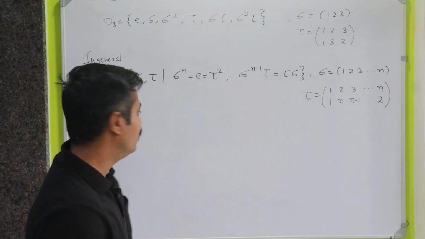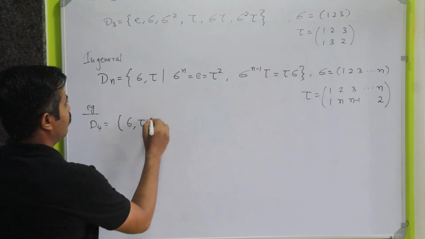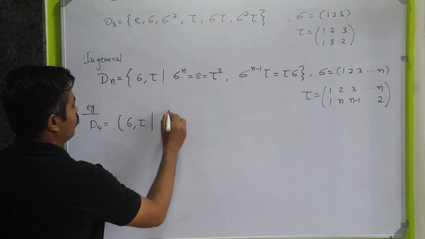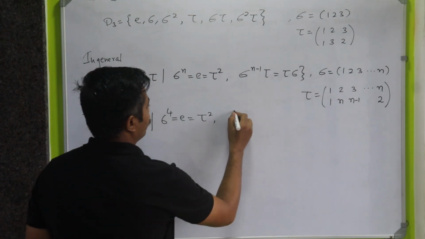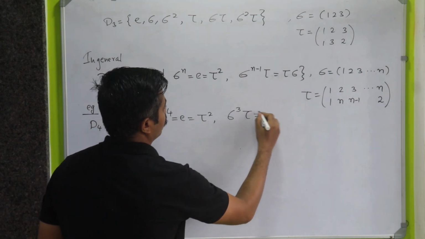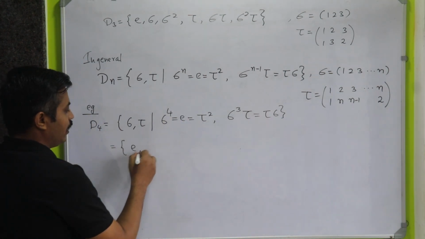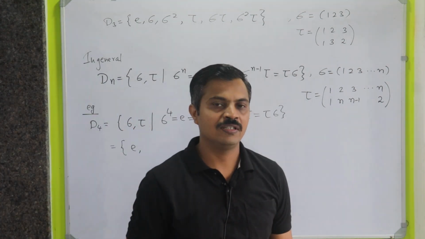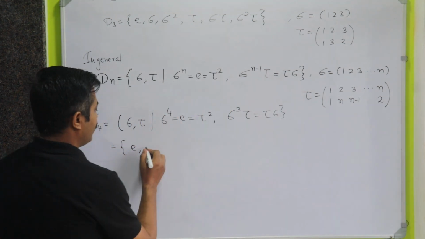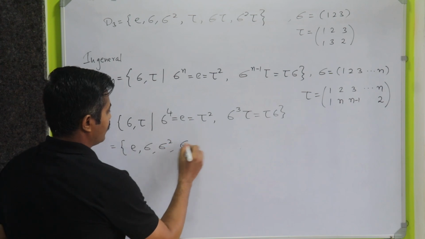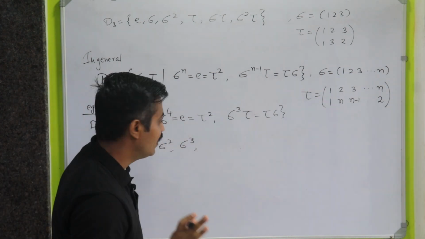Now let us write down D4 with the help of this generalized notation. So it will be the collection of sigma, tau such that the value of n is 4, right? So sigma raised to 4 will be E, which will be further equal to tau square. This will be sigma cube tau, which is equal to tau sigma. Now the idea here is you start with E and go on taking the powers of sigma. So first of all sigma, then sigma square, then sigma cube. But if I write sigma raised to 4, you will get E, right? So at this point you will stop.